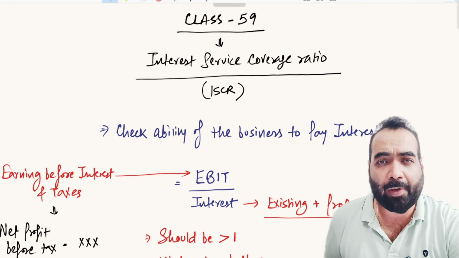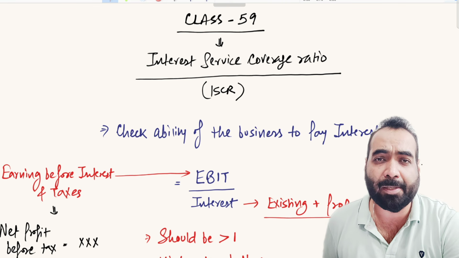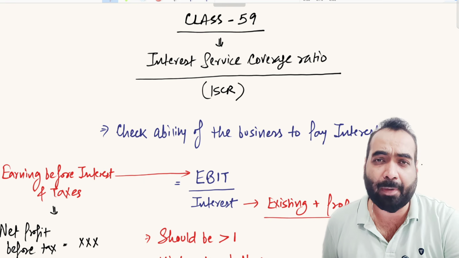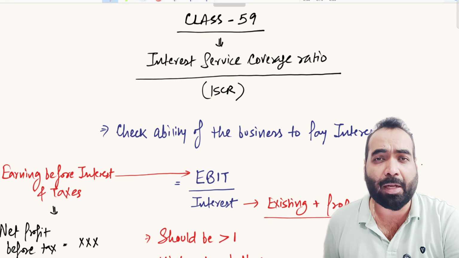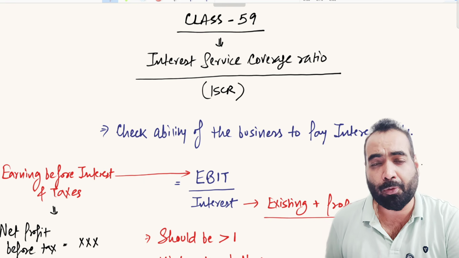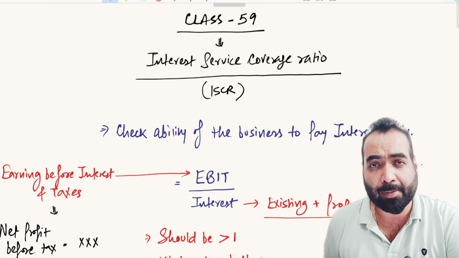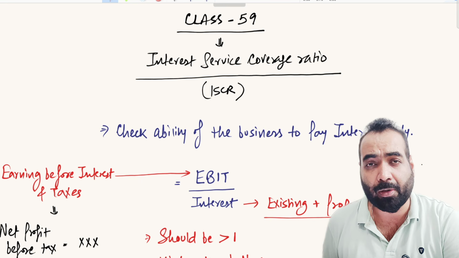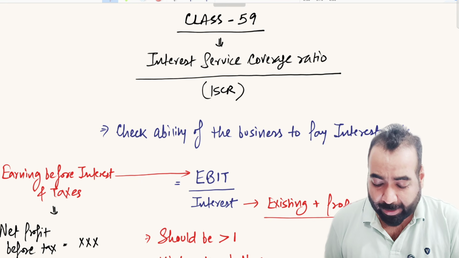In the previous two videos, we have covered the concept of DSCR and the limitations and drawbacks of DSCR. Now in the present video, we will cover one another ratio which is used in the term loan assessment cases and even in the working capital loan assessment cases, that is interest service coverage ratio, ISCR. So what is ISCR, how is it calculated?